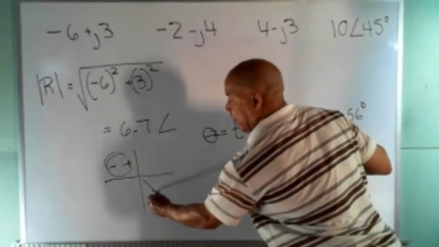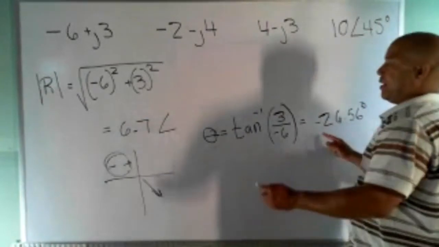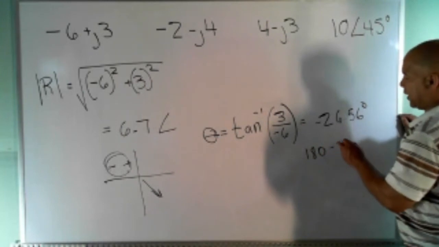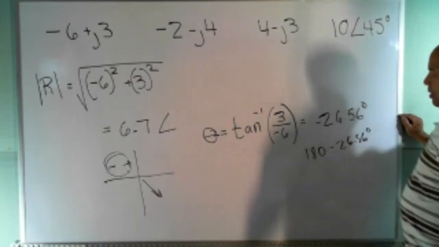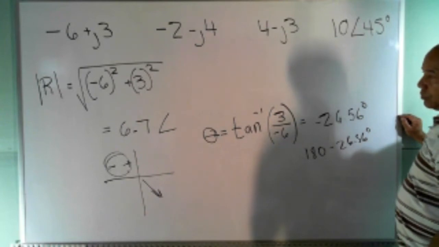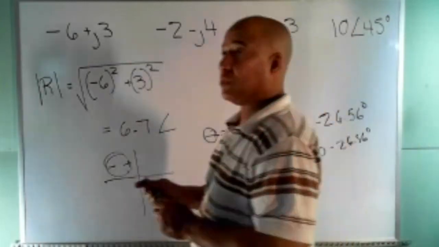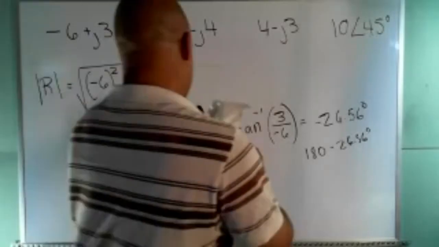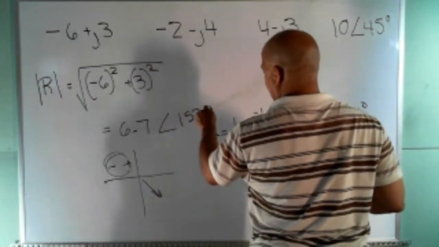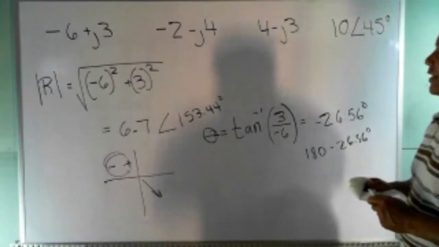Negative 26 is down here, and I know I'm up there. So you got to add 180 to this. So add 180 minus 26.56 is what? 153.44. All right. So that's an example.